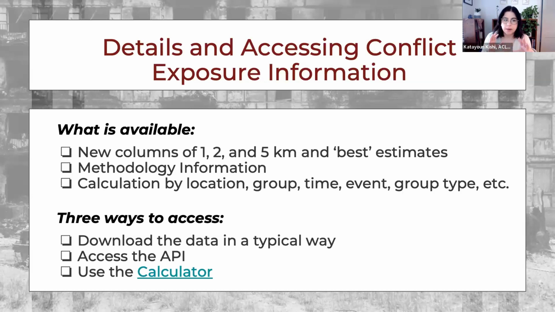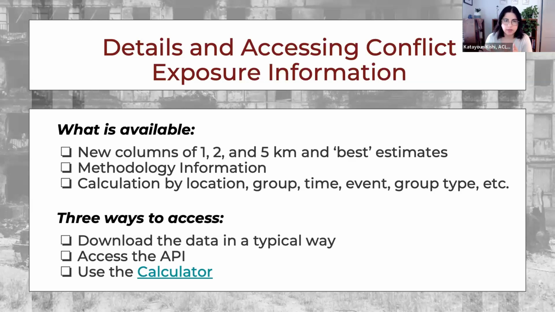So on the website, which I'll share with you in a minute, what the landing page looks like, you can also look at our methodology information that goes into a lot more depth about what I just discussed and how we calculated these metrics and what exactly they mean. And we also allow for the calculation by location, but then also by the group and the time range and the event type, via the new conflict exposure calculator that I'll be sharing in a minute as well. So how you can access this information, essentially there's 3 different ways that you can download it.